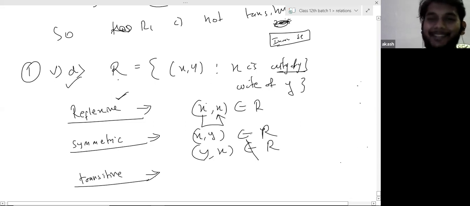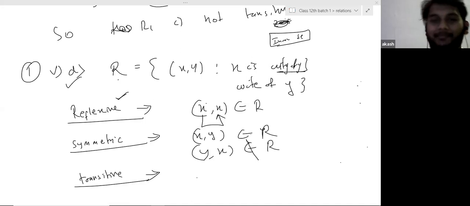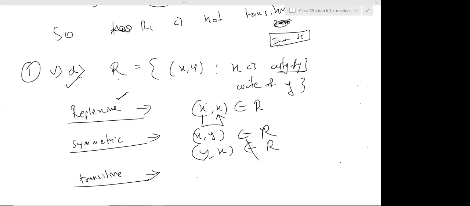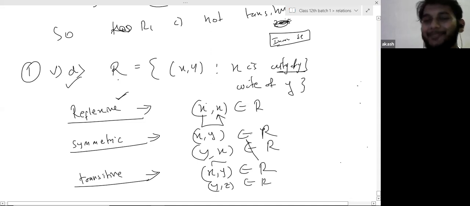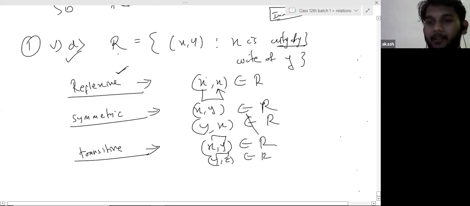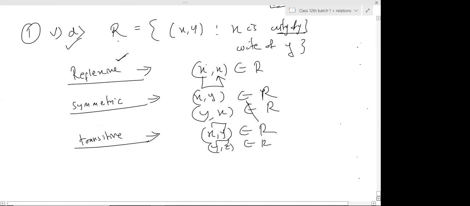Now let's talk about transitive. Krishna, can you explain whether this will be transitive or not? Sir, we should take two ordered pairs (x, y) and (y, z), and then (x, z) should be possible, but it's not possible, right? Absolutely right. This is not possible because if x is wife of y, then y cannot be wife of z even, right? So this will be transitive, Krishna. Let's see how.